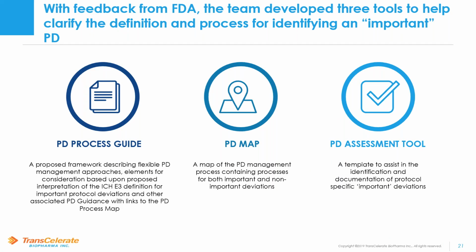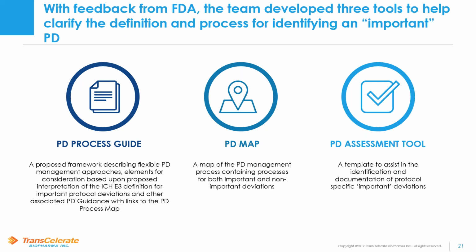Okay, so what have we actually been doing during our work in 2018? So I'll show you how we've engaged with FDA in a later slide, but in brief, the team have developed 3 separate components of the Protocol Deviation Toolkit. So the first item that we have is the PD process guide. So this is a Word document. It's about 30 pages in length.